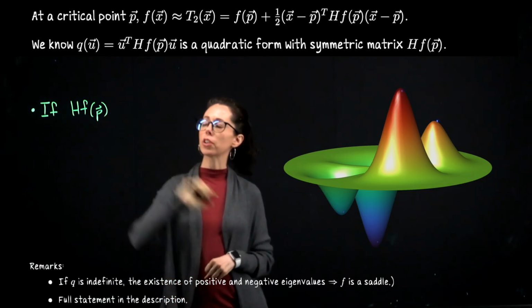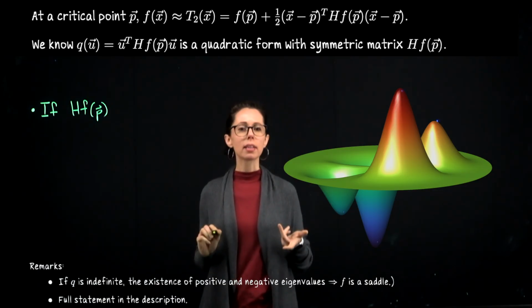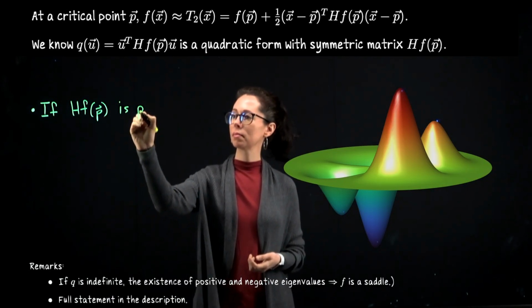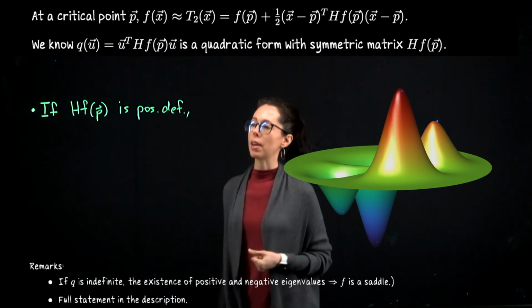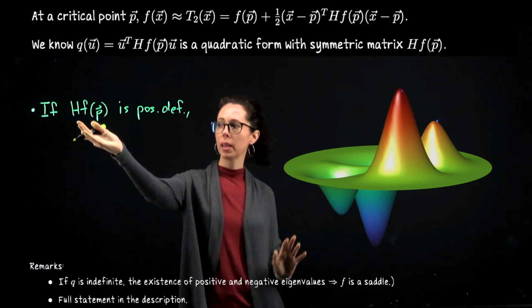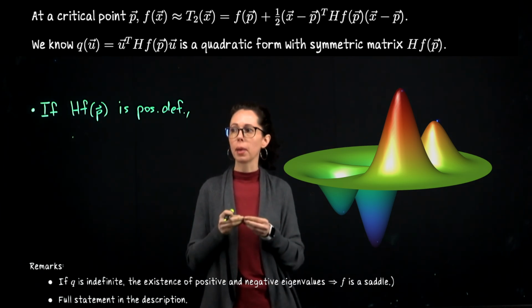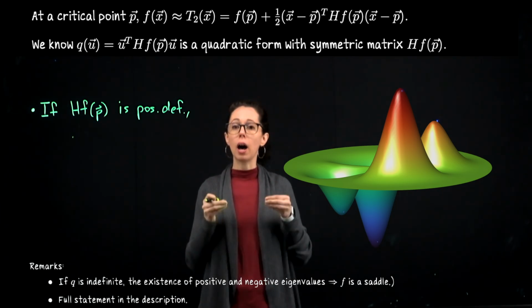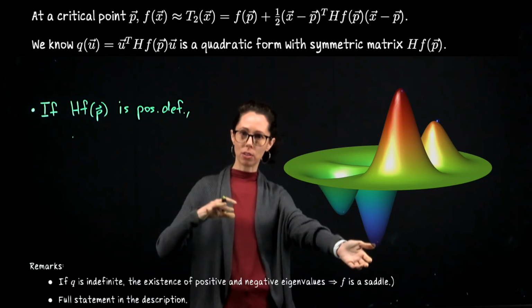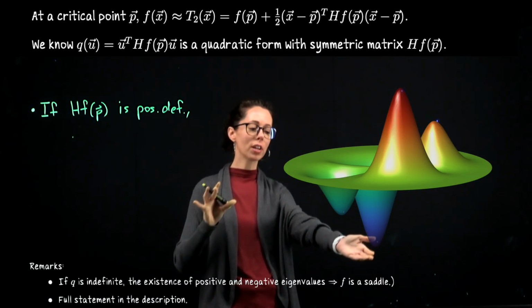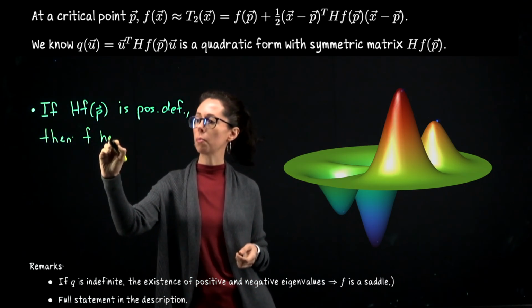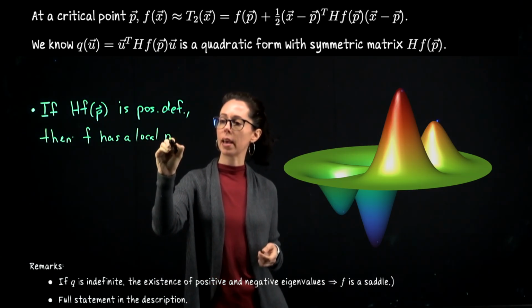If, as a symmetric matrix, the Hessian is positive definite, you could think of the associated quadratic form as positive definite. If you look at that quadratic form, as soon as you move away from the origin, you could only go up. And that is good enough to know that, if you pass back to the original function f, not the quadratic form, you are indeed looking at a local minimum. So I'll write then f has a local min at P.